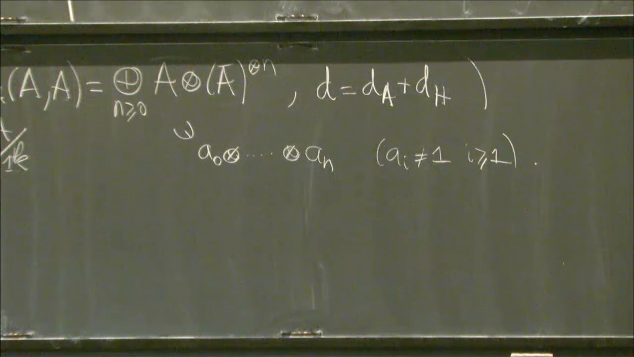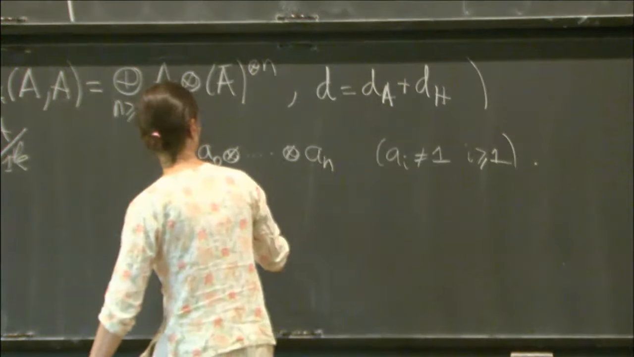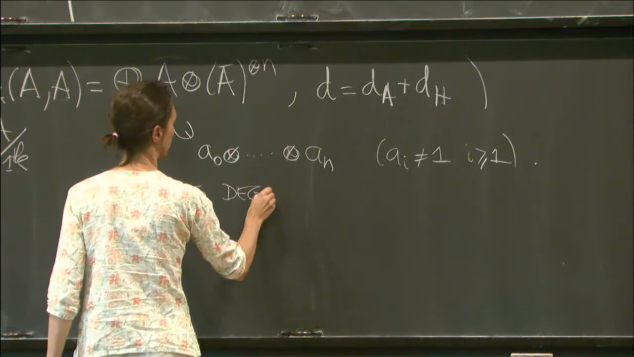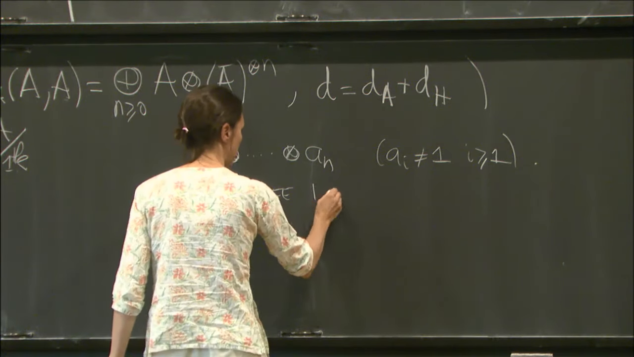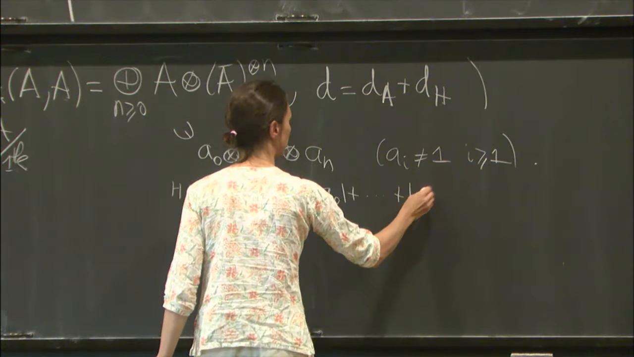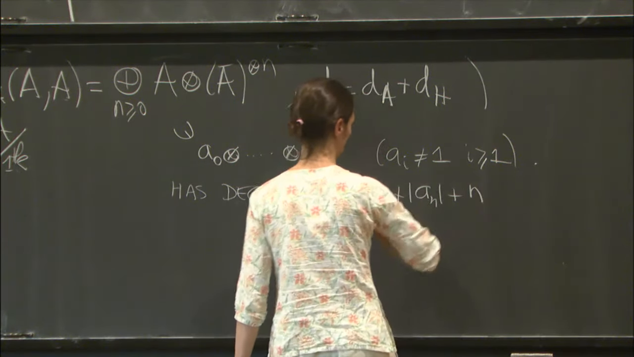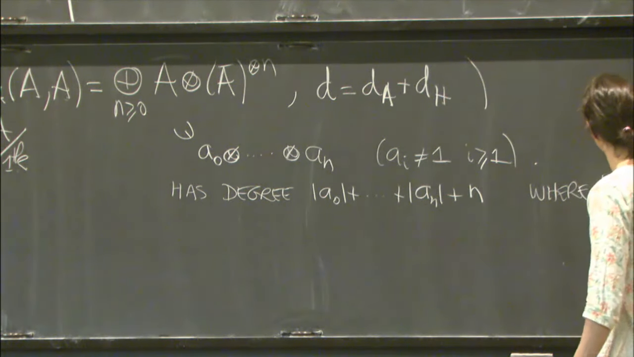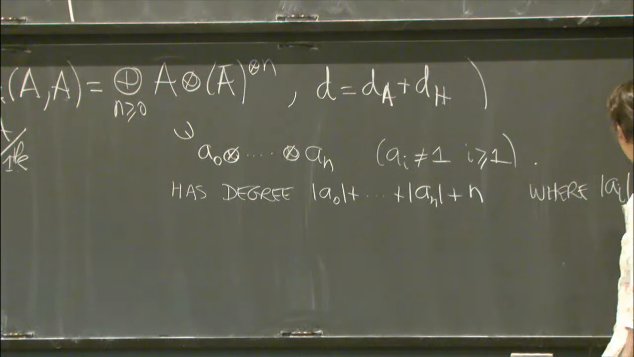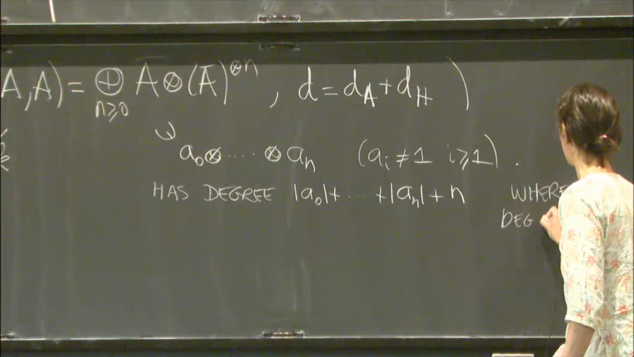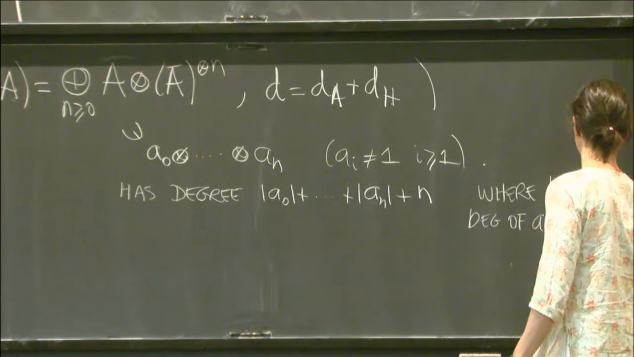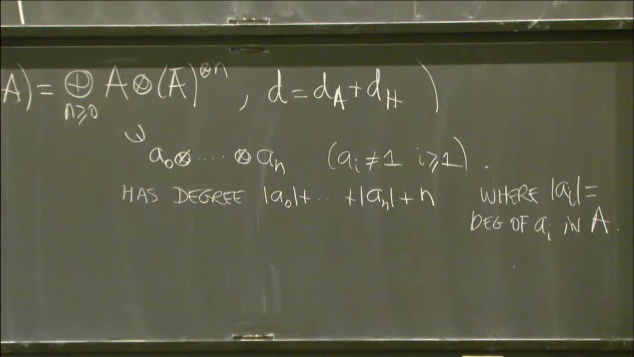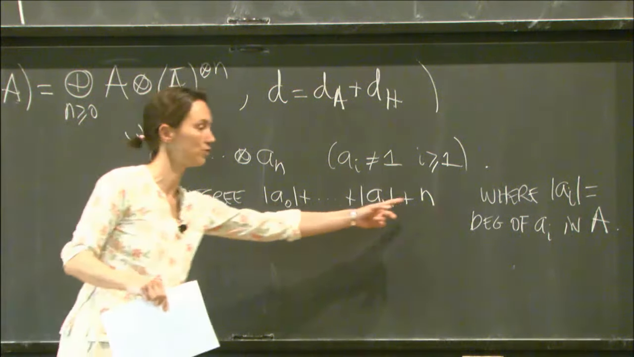Elements are things like this, and we'll say that this has degree the degree of A0 plus the degree of AN plus N, where the degree of AI is the degree of AI in A. Okay, so everybody here has a degree because they live in A, and A was graded, and now to that sum of degrees I add N. Okay, I'm allowed to do that.